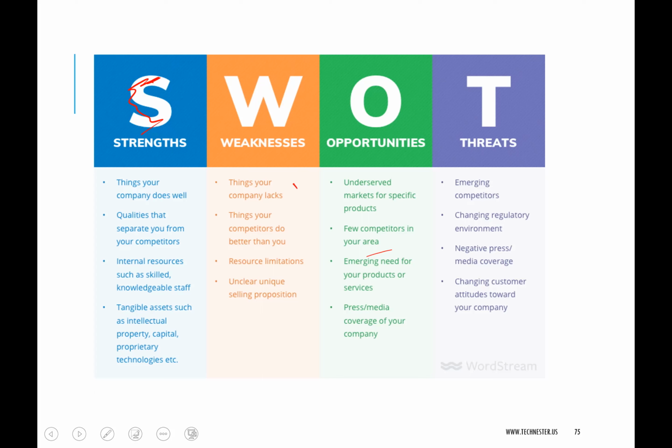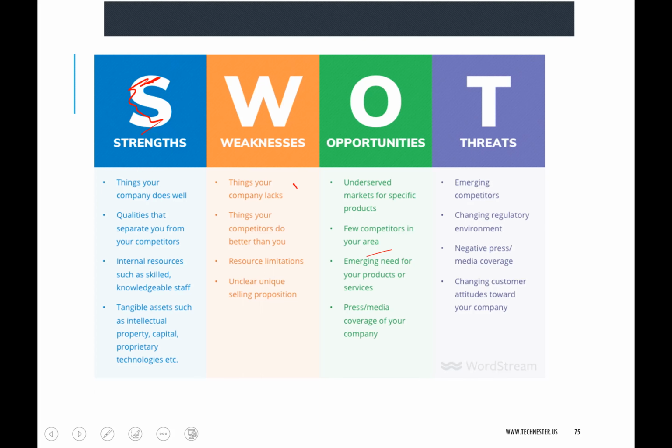It may be negative press. That may be a threat, potential negative press or pending negative press. It may be changing customer attitudes. So threats may be diverse. Right? So during SWOT analysis, you're supposed to identify all this.